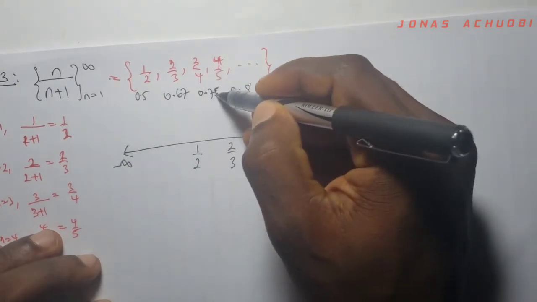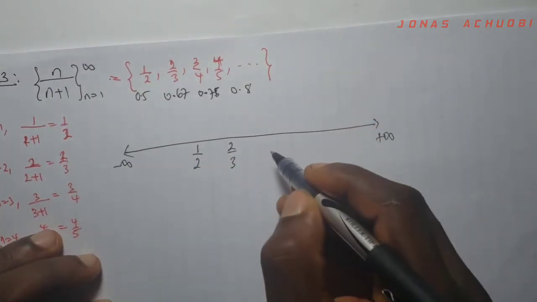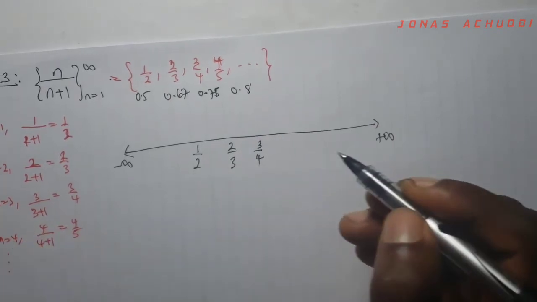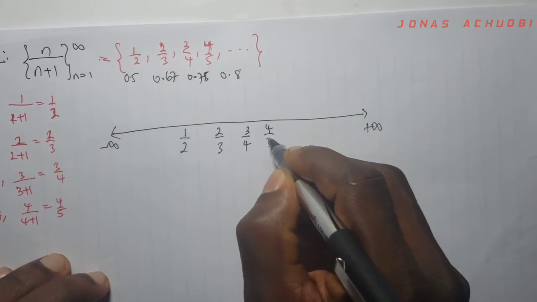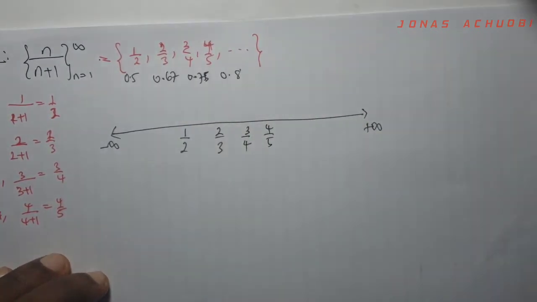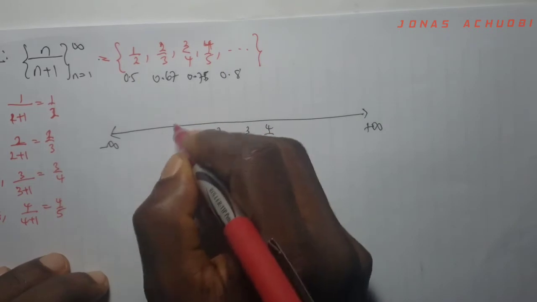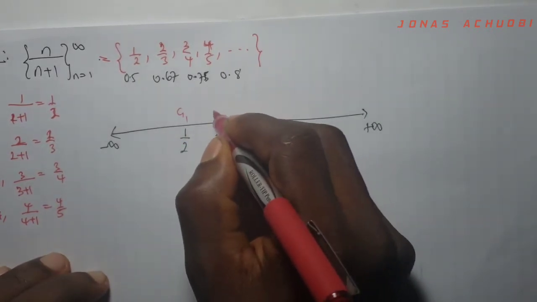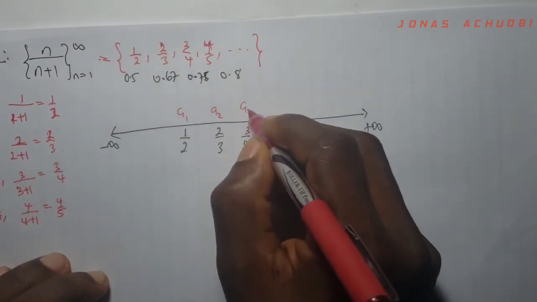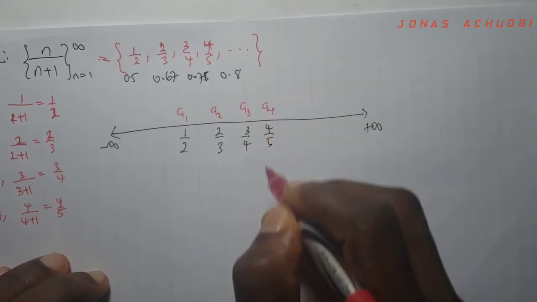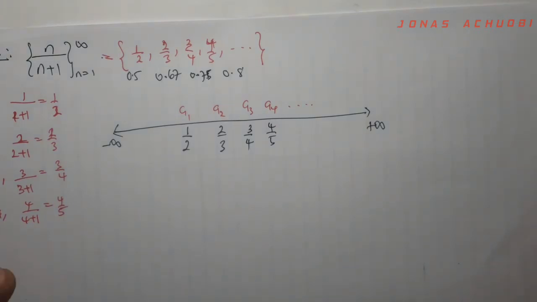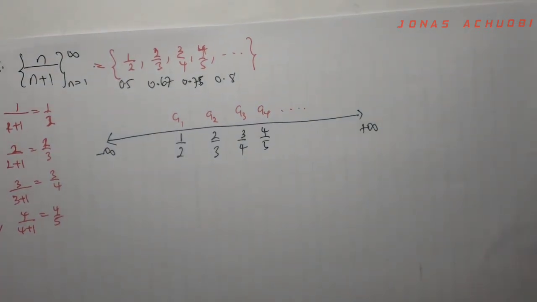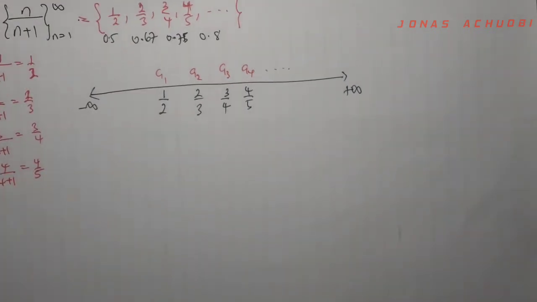3 over 4 is 0.75, bigger than this one, so it should be to the right. And 4 over 5 will be to the right, since 0.8 is bigger than 0.75. So this is, say, A1, our first term, A2, second term, A3, third term, A4, our fourth term, and the terms go on and on. We'll now check if the sequence has an upper bound, a lower bound, or both, or none. Let's start with upper bound.